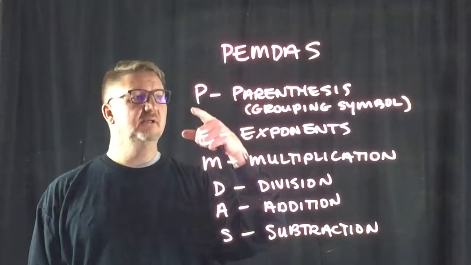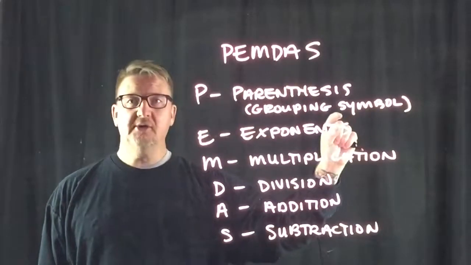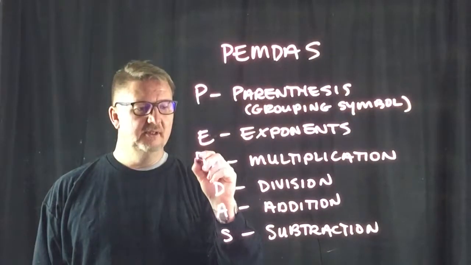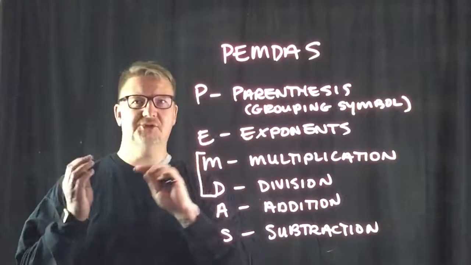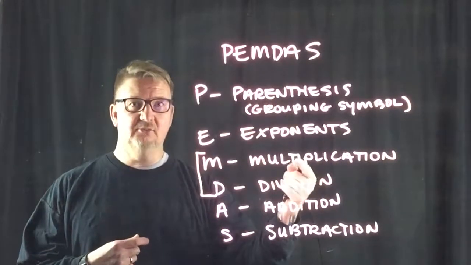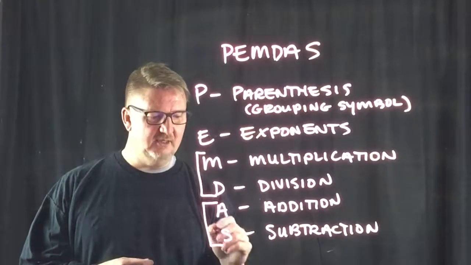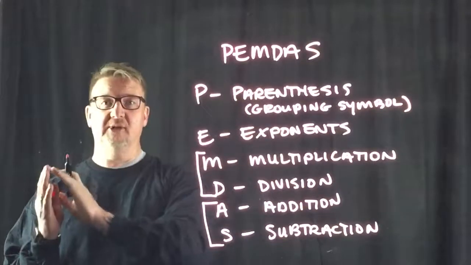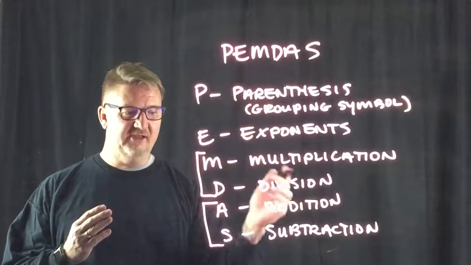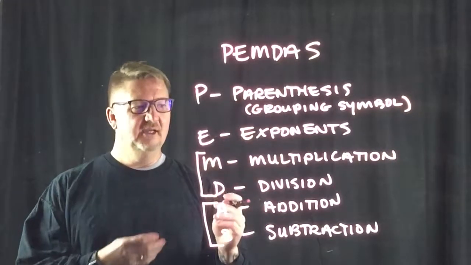So PEMDAS, you do everything in the parentheses first, then you clear all your exponents out. Then, without regard to order, meaning it doesn't matter which comes first, you do either multiplication or division. Then, the same thing here. Without regard to order, whichever happens first, you do it from left to right. Addition or subtraction. Same thing, multiplication and division. And I'm going to explain this in a minute.